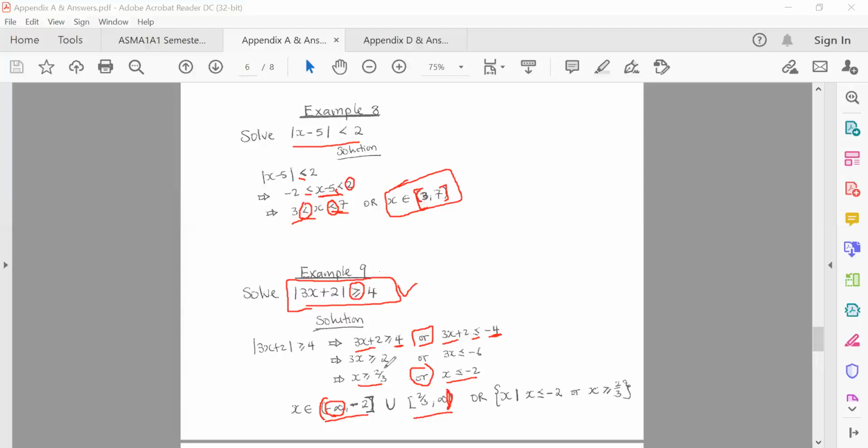Now, let's look at 2 over 3. We say x needs to be greater than or equal to, which means we are including 2 over 3. That's the reason why you have a closed interval there. x needs to be less than or equal to minus 2. Again, you are including minus 2. That's why you have, again, a closed interval there. All right.